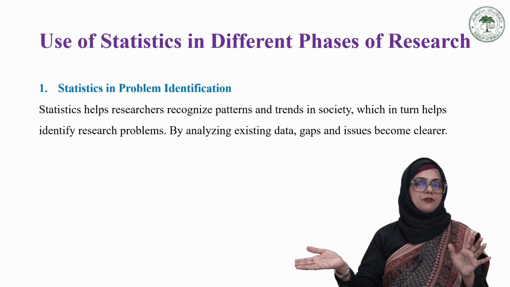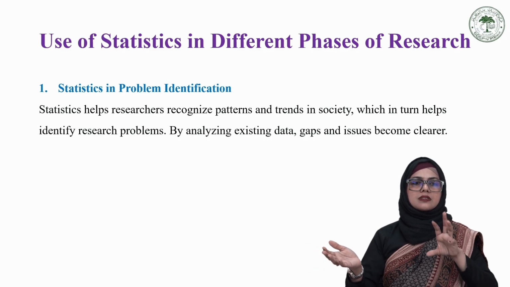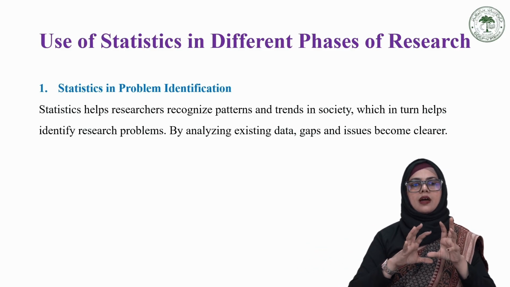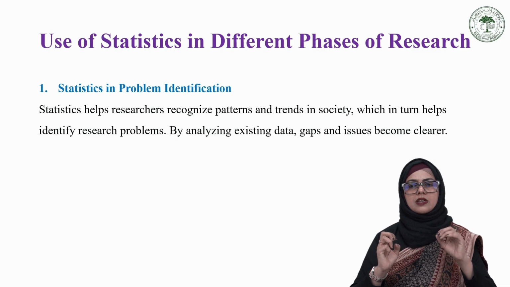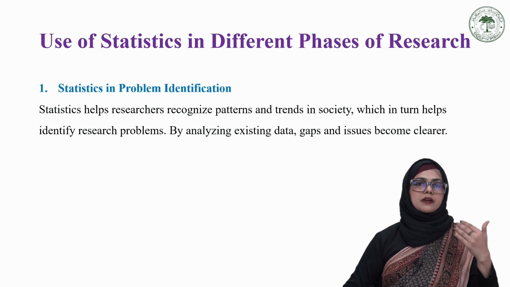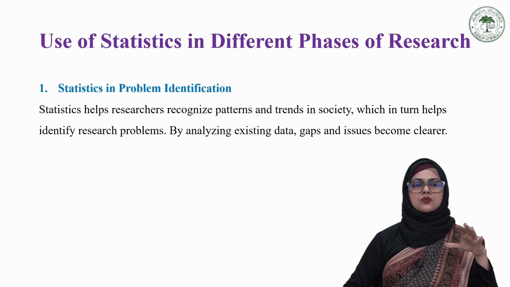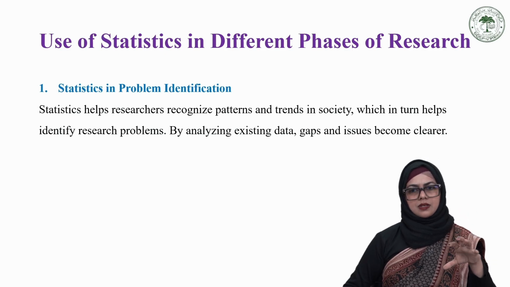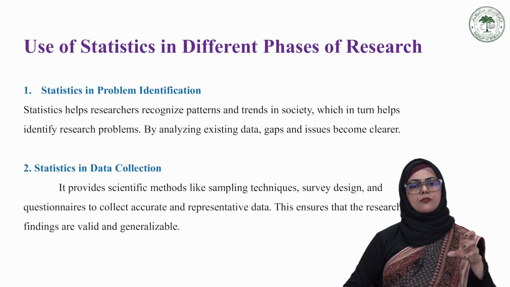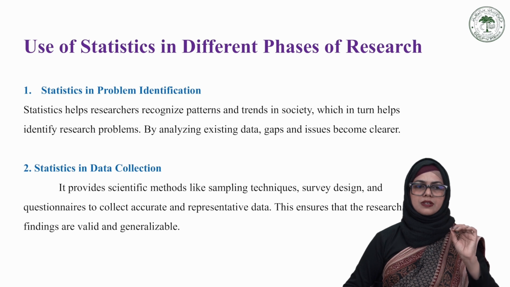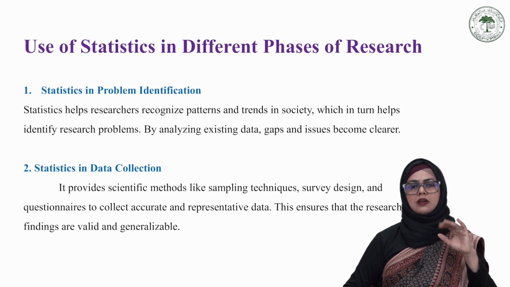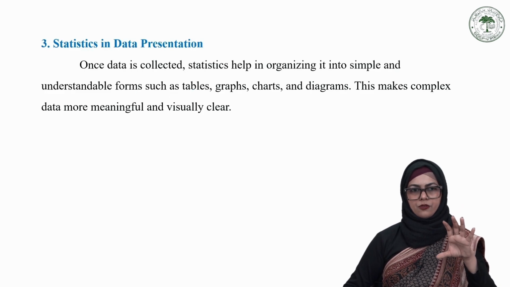Now coming to the last part of my lecture, in which we'll be looking into how statistics is applied in different phases of research. So we find statistics helps also in identification of a problem. For example, you want to see the girls' participation in higher education, whether it is high or low. We try to gather information through sampling techniques. Then of course in data collection also, through random sampling or stratified sampling, we are making use of different sampling techniques, survey design, and questionnaires to collect accurate data.